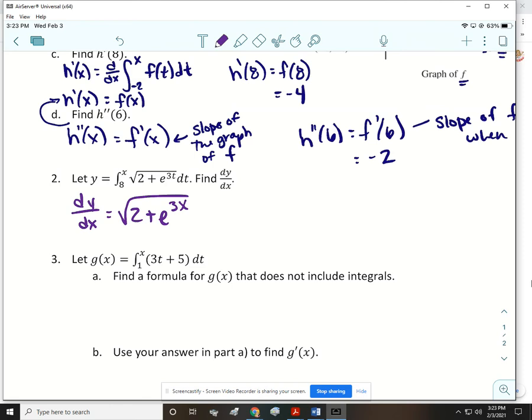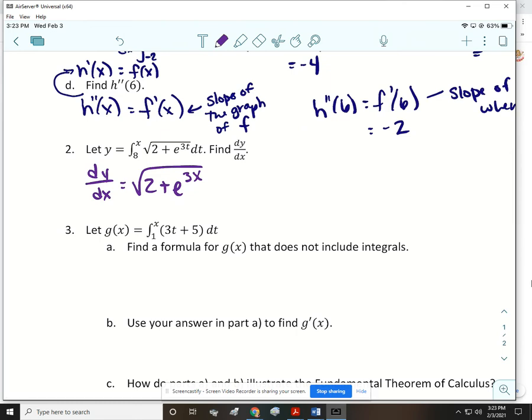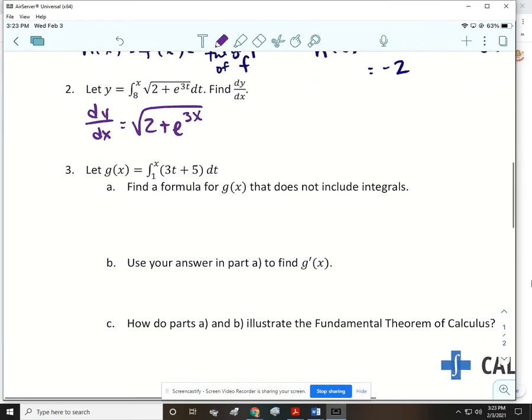Right. And then for number 3, I like this problem, but we have to think about it. So we're going to let g be the accumulation function. That's the integral from 1 to x of 3t plus 5 dt. And we're going to find a formula for g of x that does not include integrals. All right, so I know that 3t plus 5 is a linear function that has a y-intercept of 5 and a slope of 3, so something like this, straight line. And we're accumulating the areas from 1 to whatever x ends up being.